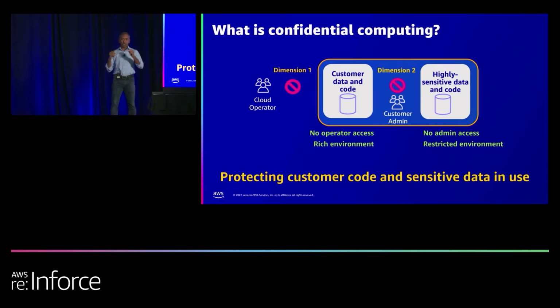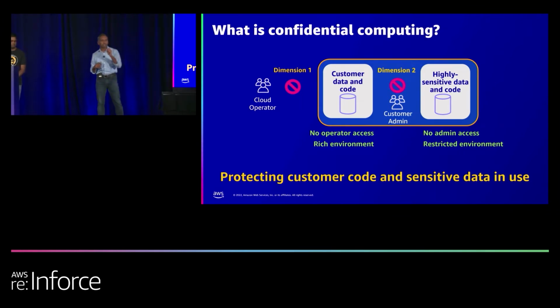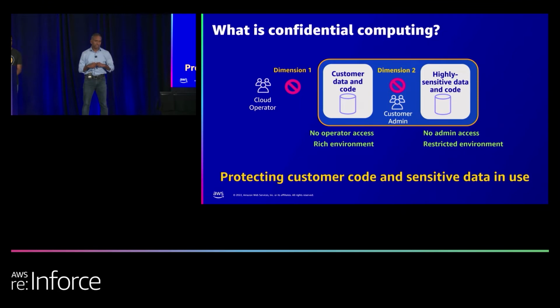In talking to customers, we have identified two distinct security and privacy dimensions from which code and data needs to be protected. Dimension one is about protecting the code and data from operators on the cloud provider side. That will be AWS in this case. And dimension two would be to protect sensitive code and data from customers' own admin level users or from malicious actors who could pose as admin level users and gain access to data. So those are the two different dimensions that we are most concerned about when we talk about confidential computing.